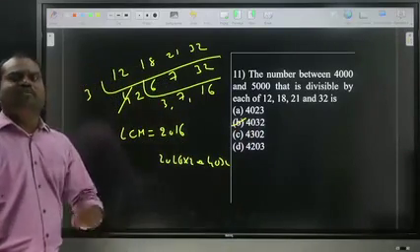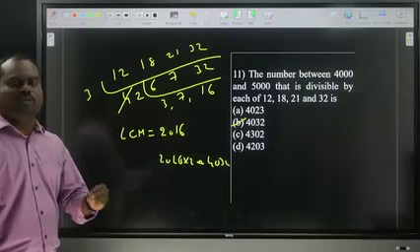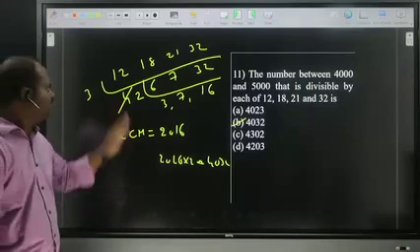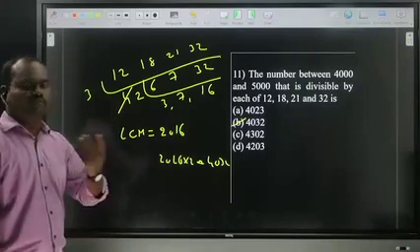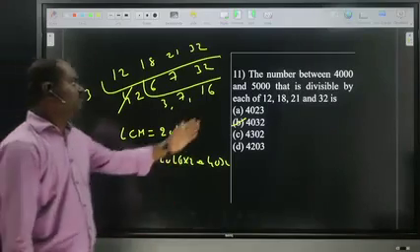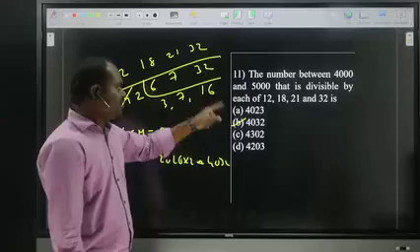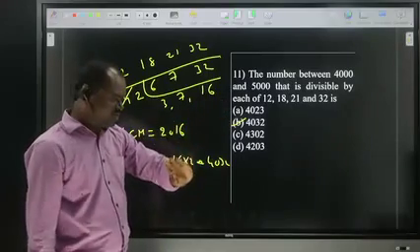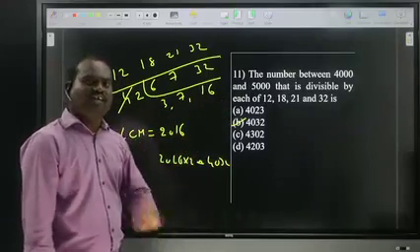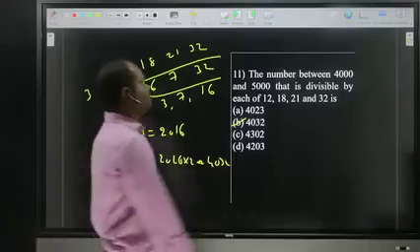Or we can move one by one through the options, checking which option is divisible by 12, 18, 21, 32. Compared to that, the LCM method is better for you, but we can go through option by option. In that way also we can proceed. Right? Now, next.